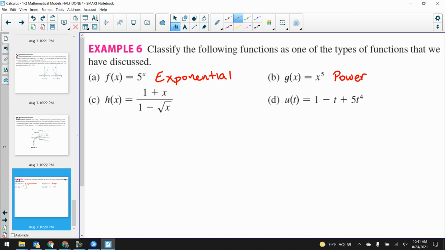Now, C, this is that funky one where we've got a couple different things going on. I see a rational function, but within the rational function, there's also a square root. So I would call this algebraic. If you called it rational, I guess that would be fine too. But because there's a square root sitting in the denominator, it's got two of them working with it. So I would call this algebraic.